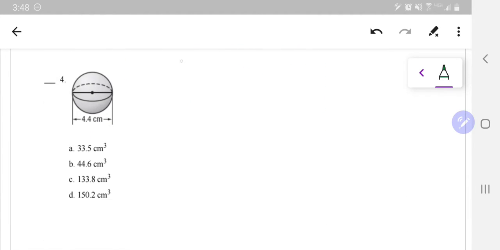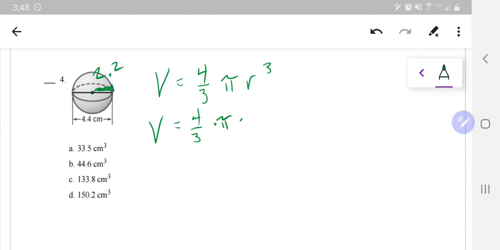All right, volume of a sphere. The only tricky part here is they give you the diameter. So that's going to be 4/3 pi r cubed. They give you the diameter, so we're going to have to cut this in half and find this piece here, which would be 2.2. So now we can just plug that in, 4/3 times pi times 2.2 to the third power.